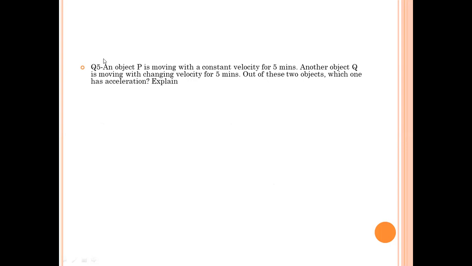Now the fifth question is, an object P is moving with constant velocity for 5 minutes. Again, minutes you have to change it. Another object Q is moving with changing velocity for 5 minutes. Okay, this is not a numerical, this is a descriptive question. एक ऑब्जेक्ट P है जो एक कांस्टेंट वेलोसिटी से चल रहा है 5 मिनट तक, मतलब उसकी वेलोसिटी चेंज नहीं हुई है 5 मिनट तक. कांस्टेंट वेलोसिटी मींस वेलोसिटी इज नॉट गेटिंग चेंज. दूसरा ऑब्जेक्ट है जिसकी वेलोसिटी चेंज हो रही है 5 मिनट तक. Out of these two objects, which one has acceleration and explain why.